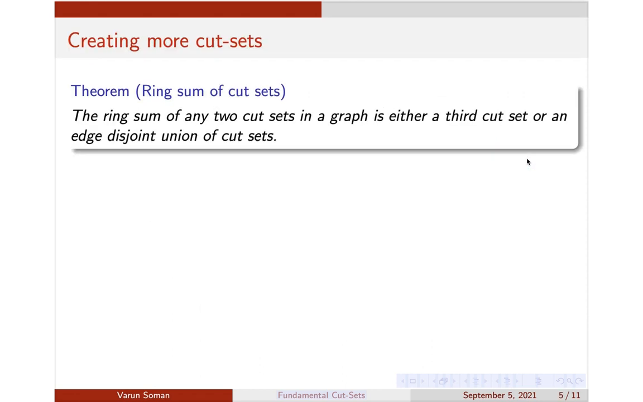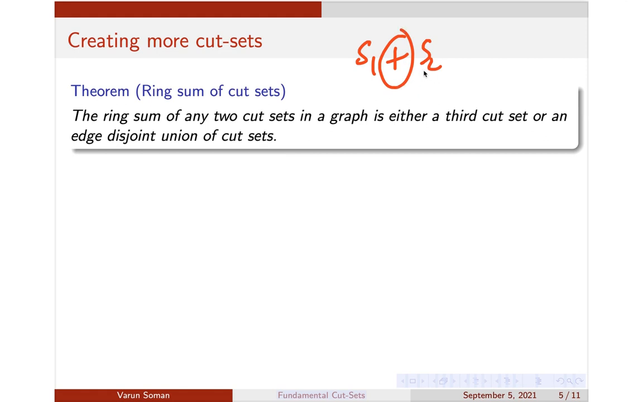So the ring sum of any two cut sets in a graph is either a third cut set or an edge disjoint union of cut sets. So they are telling you that suppose you have two cut sets, for example S1 and S2, their ring sum will produce a new cut set or basically an edge disjoint union of cut sets. So it will be a collection of cut sets. So that is the idea.